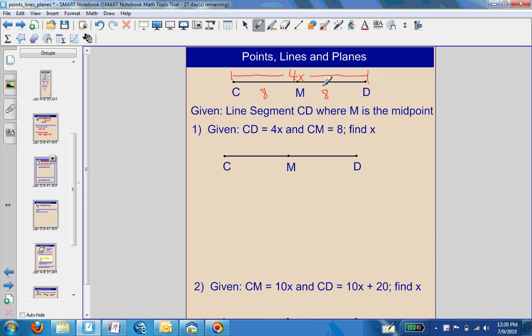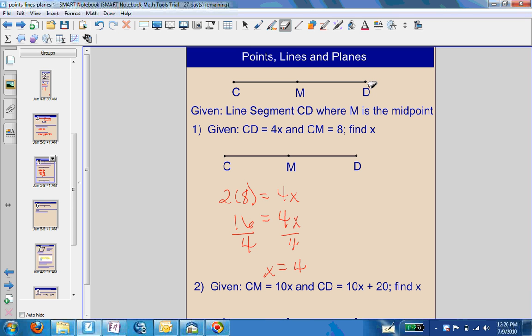So you could approach this from a couple of ways. You could say 2 times 8 equals 4x. You could say 8 equals 1/2 of 4x. You could say 8 plus 8 equals 4x. Any of those are fine. So 16 equals 4x. We're going to divide both sides by 4. And x equals 4. And we can double check that and see if it makes sense. 4 times 4 is 16. 8 plus 8 is 16. Works. So we know we did it correctly.